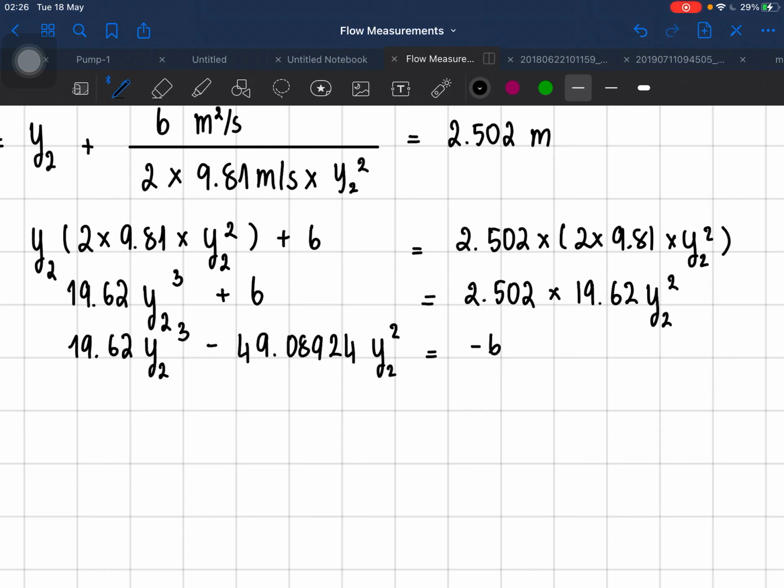Oh my god, why are the answers so strange? I'm going to use 2.54 here. So now we have y2 is equal to 2.549 meter.